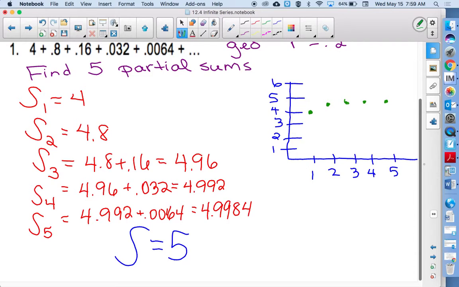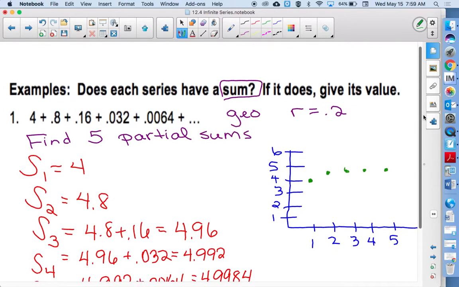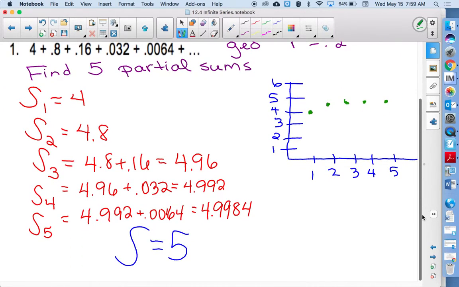You don't connect them because they're just sums. So it's not an equation that's continuous from one point to the next. So graphing, I can see that these are curving towards the number 5. They're leveling off at the number 5, kind of just going horizontally. That also means that there is a sum at the value of 5. Questions? So, does each series have a sum? Yes, this one does, and that sum is 5, because those numbers are getting closer to 5.